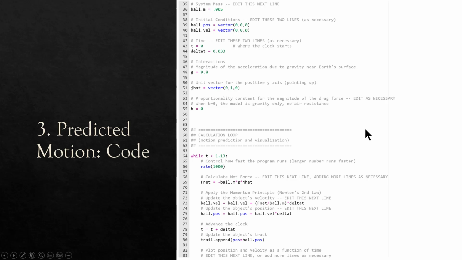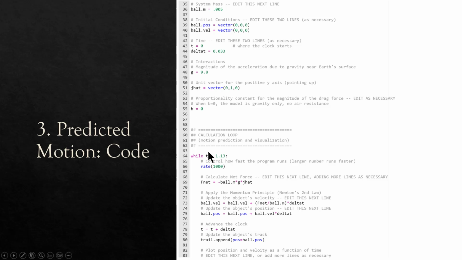This is the code I used to make that prediction. At the top we have the mass of my object, which was a paper cone. It weighed 5 grams. The initial position and velocity of the object are both 0. Delta t is 0.033 seconds. This matches the frame rate of the video. G is 9.8. B for this is going to be 0 because we're assuming for this specific model that there is no air resistance, which we'll look at later and see why that's false.